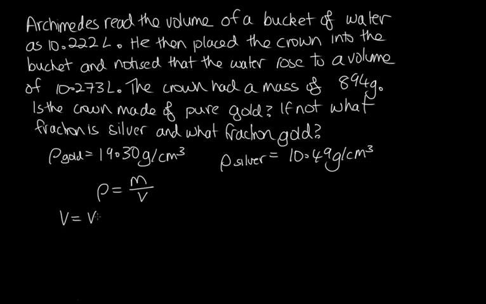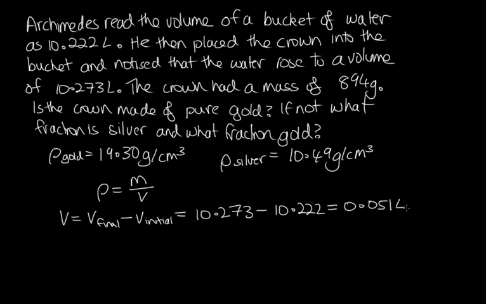So the volume is equal to the final volume of the bucket of water minus the initial volume of the bucket of water. So that's 10.273 minus 10.222. And so that is equal to 0.051 litres. Now these densities are in centimetres cubed, which is millilitres. So to convert this into millilitres, we need to times it by 1,000. So the volume of the crown is equal to 51 centimetres cubed. Or we could write millilitres here if we want. Those are the same units.